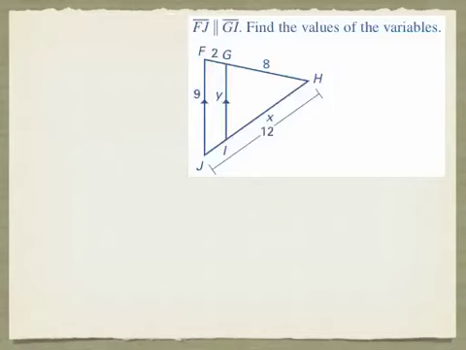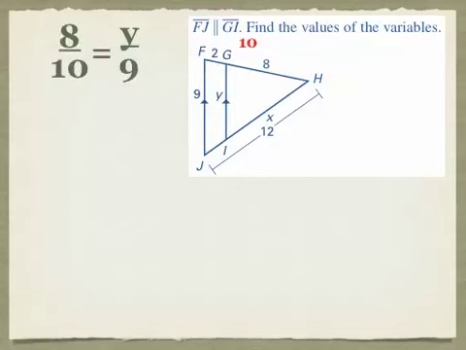This next example tells us that FJ is parallel to GI. Find the values of the variables. If you notice, FJ is 9, GI is y, FG is 2, and GH is 8. And then they want us to find HI, which is x, and they tell us the whole length, HJ, is 12. Notice that I'm given these two side lengths, FG and GH, which is helpful. I can set up a ratio and I would have two numbers for one ratio, which we need. The whole side FH would be 10, just like the whole side HJ is 12.